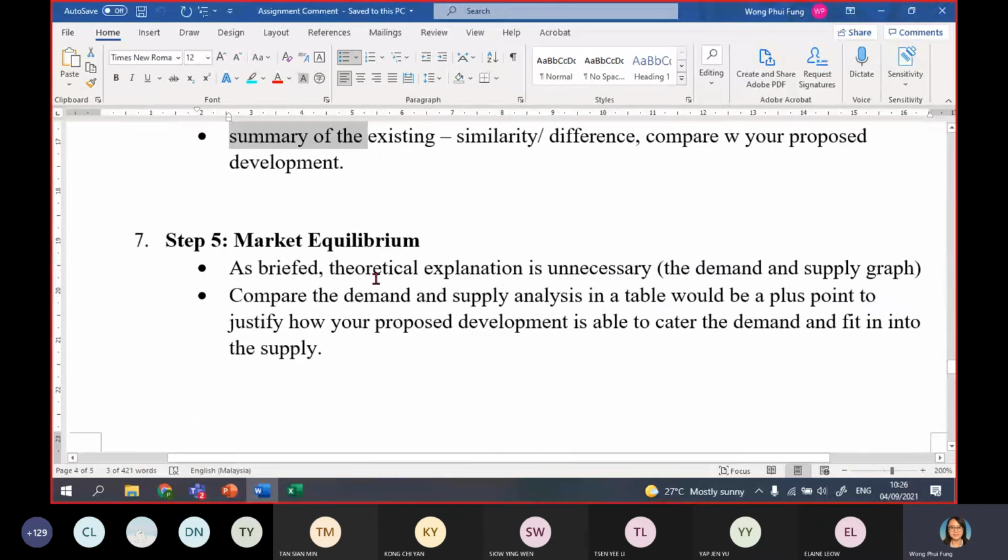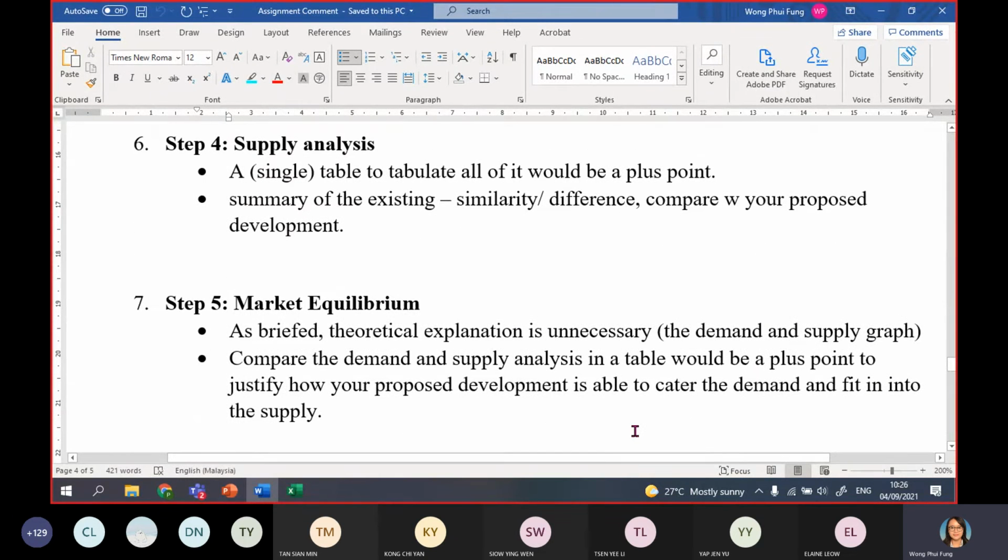Market equilibrium, as I say, I say 1,000 times this one. I say theoretical explanation is not necessary, but I still see a few groups, they actually sketch the demand and supply curve, then talk about the theory of demand and supply. Not necessary, okay? As I say already, not necessary, but you still want to prove, you still want to give, then I seriously want mati lah. Okay, so try to avoid theoretical explanation in a professional report.